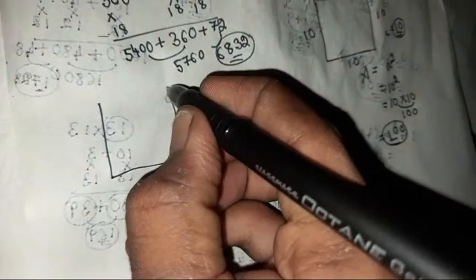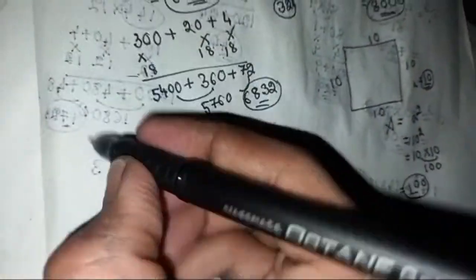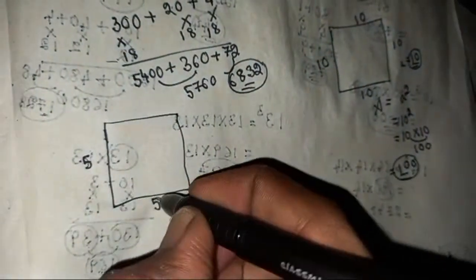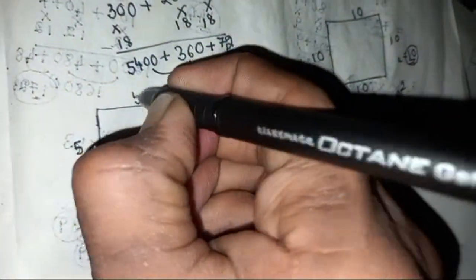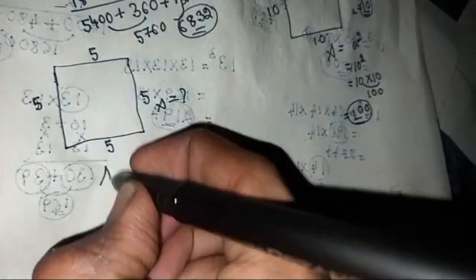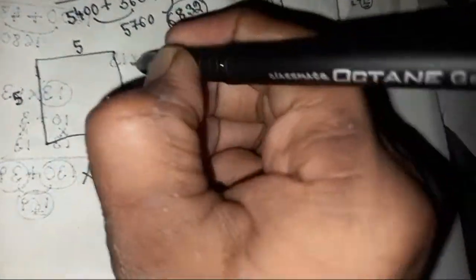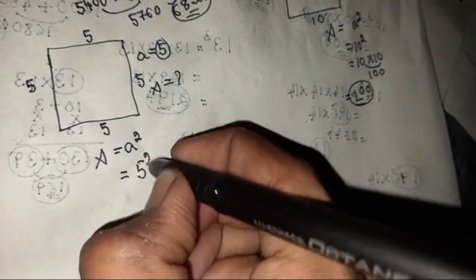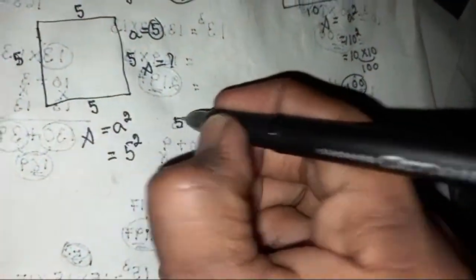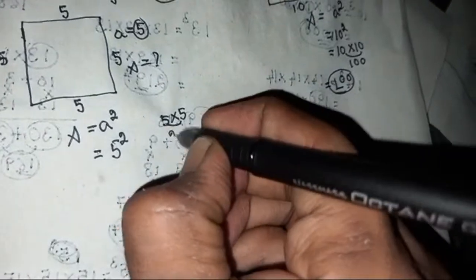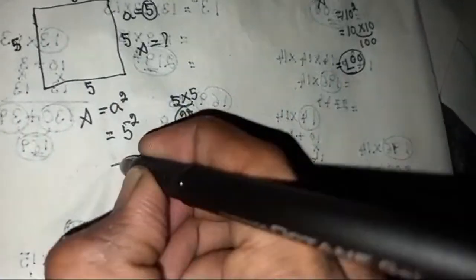Now let's take another square. Here they have given side length as 5 units. So all sides are going to become 5 units. What's the area? Area is a square. Here a is side length 5. It is 5 square. 5 times 5, which is going to become 25. This is equal to 25 square units.